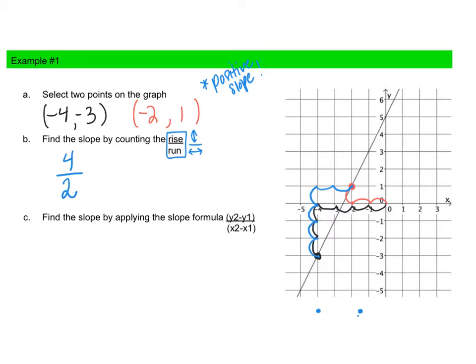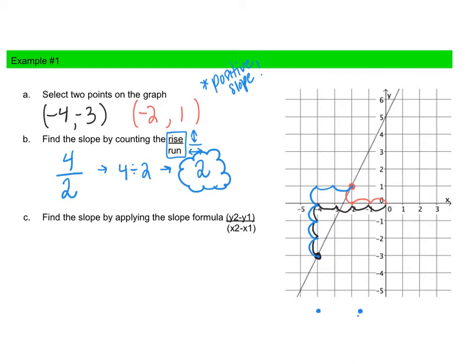Now I always want to figure out, can that be reduced? Yeah, 4 over 2 is the same as 4 divided by 2. And that is the same as saying 2. So the slope of this line is 2. Okay? And we can just write that as m equals 2. We could just say the slope equals 2, whatever you want to do there.